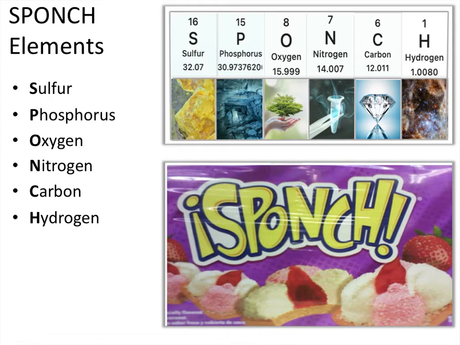The reason for that is these elements, the SPONCH elements, make up macromolecules. So these make up things like proteins, carbohydrates, lipids, and nucleic acids.